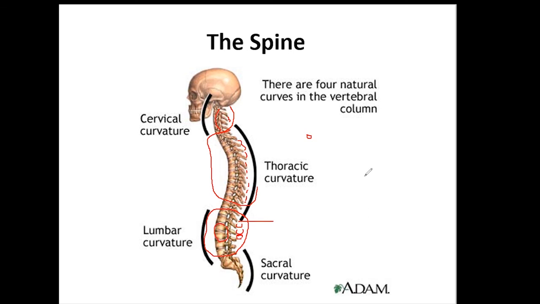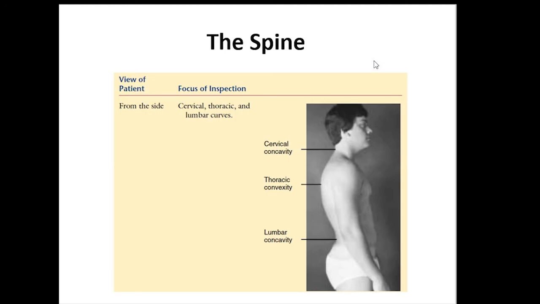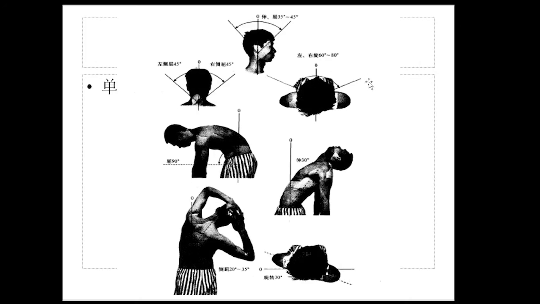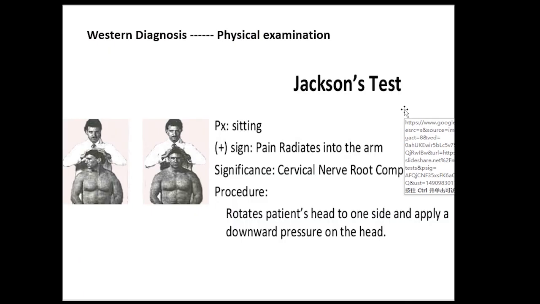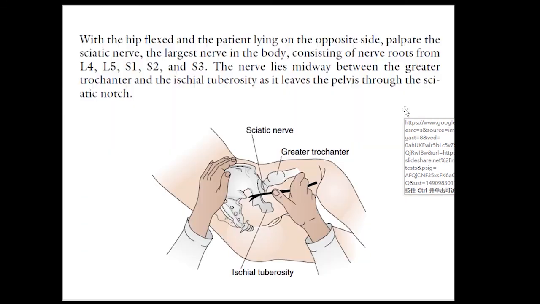So when we check the spinal, we inspect first, then we check the movement, and then we do palpation. So that's for the spinal area. Now we're moving to the hip area, and some special tests in the hip area.